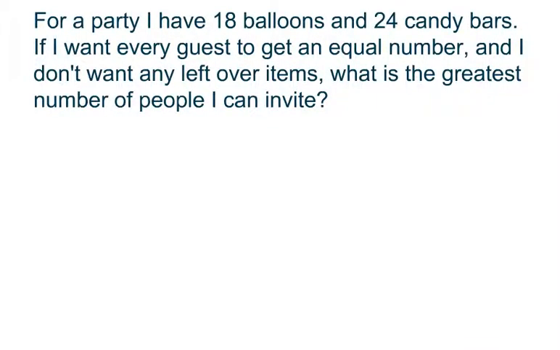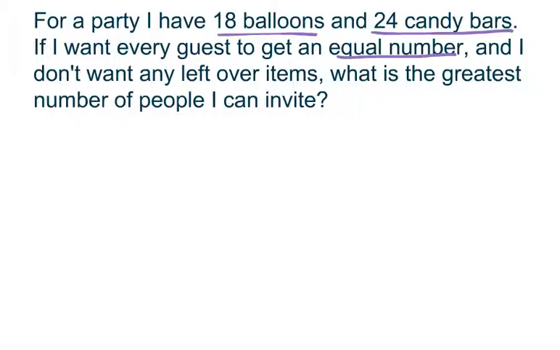For a party, I have 18 balloons and 24 candy bars. If I want every guest to get an equal number, and I don't want any leftover items, what is the greatest number of people I can invite?